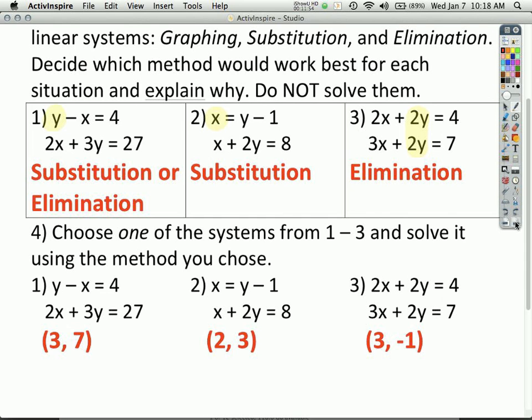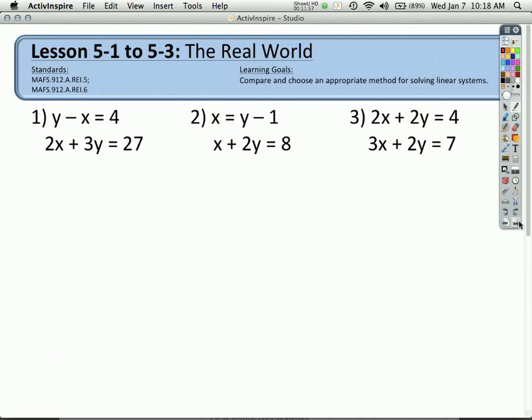So, now you had to solve. Does anyone have any questions on how to solve any of these? Any questions? So let's talk about number 2. Give me a thumbs up if you used substitution for number 2. Okay? Give me a thumbs up if you did number 2. Okay, so what did you do to solve it? You used elimination. So what did you do?